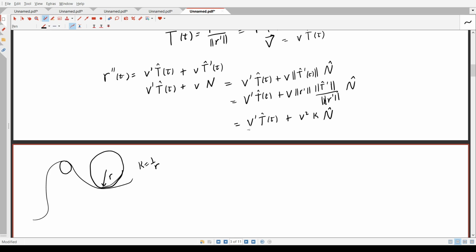So here, this is the derivative of our speed. That's the rate at which we're changing our speed, right? Speeding up, slowing down. But this, we have something that looks like v squared k. So if this was a circle, this would be something like v squared over r. And if you've taken physics, you should recognize this as the centripetal acceleration, right? So this is the acceleration that you get when you're moving around in a circle.